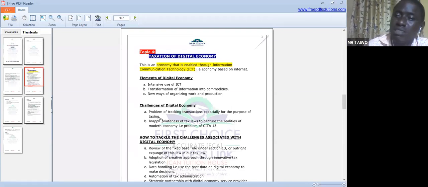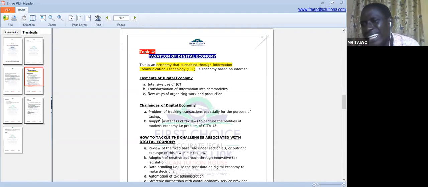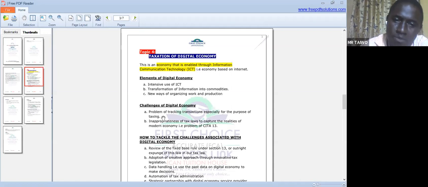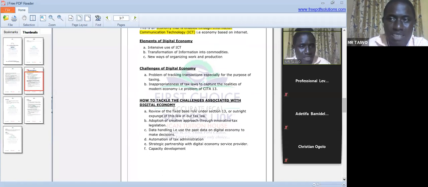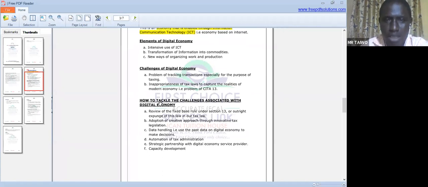Because things are done on the system, on the internet. And if you don't have a sophisticated tax system, and those people in the tax area that are driving that tax system are not highly tech as far as IT is concerned, it means that they will be losing revenue because of this digital economy. So one of the challenges is the problem of tracking transactions, especially for the purpose of taxing, and also the inappropriateness of our tax laws to capture the realities of the modern economy. Our tax law is very archaic and is not able to cope with the realities of the modern economy.